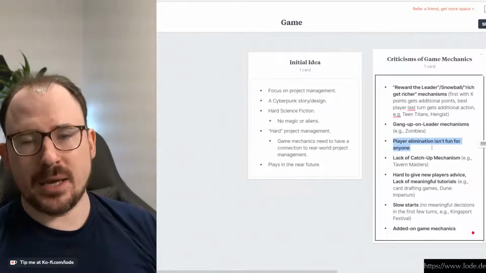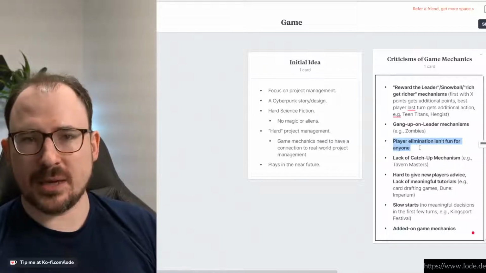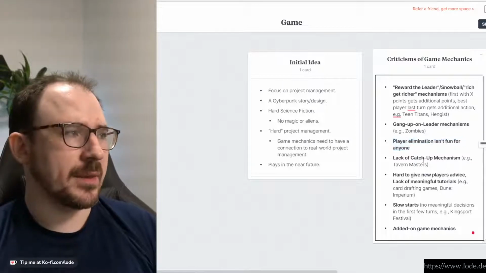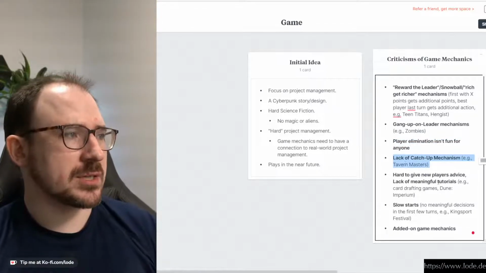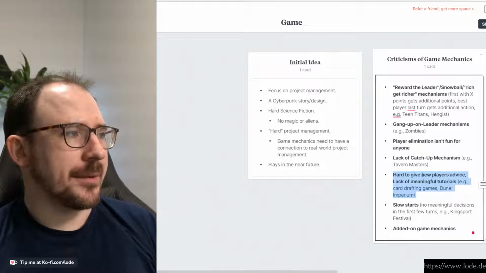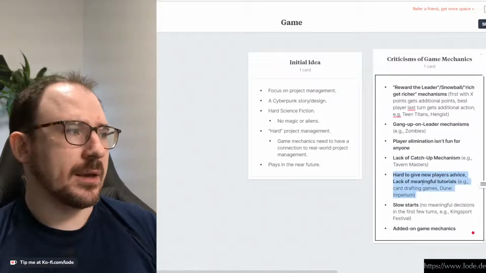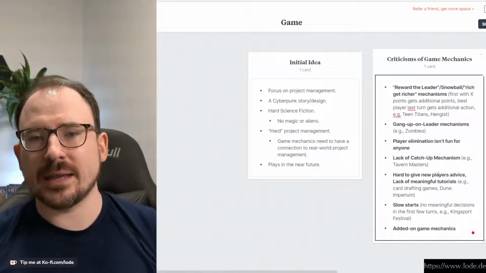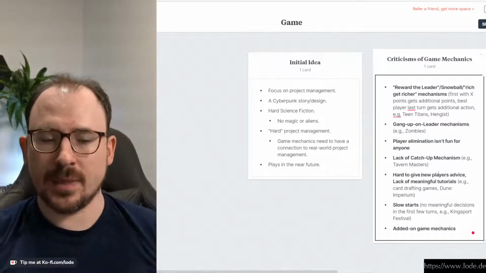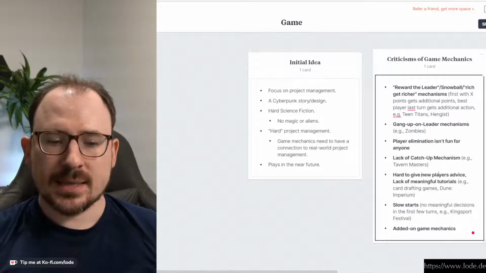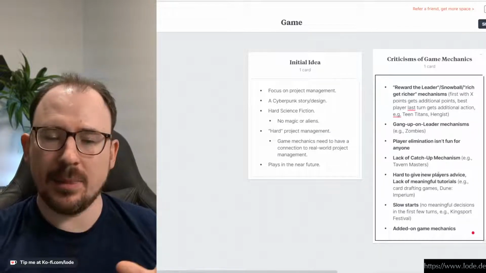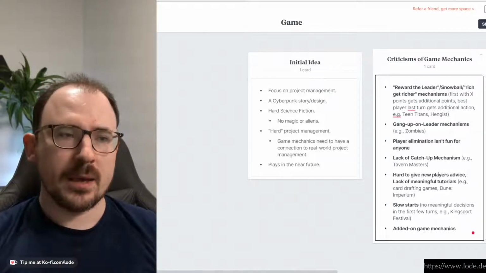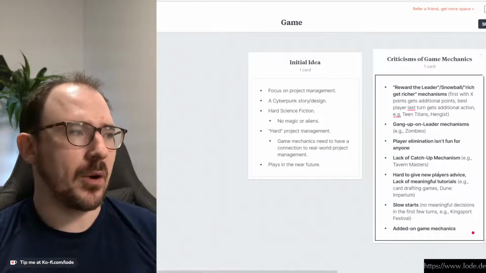Then player elimination, it's of course always a little bit problematic if you want to play the game but you're eliminated, so you have to watch the game. And well, again, lack of catch-up mechanism, we just had that. Or this is also interesting, if you have a hard time, if you're playing the game the first time and because of the game mechanics someone more experienced can't help someone else because the cards have to be hidden or a certain game mechanic blocks that.